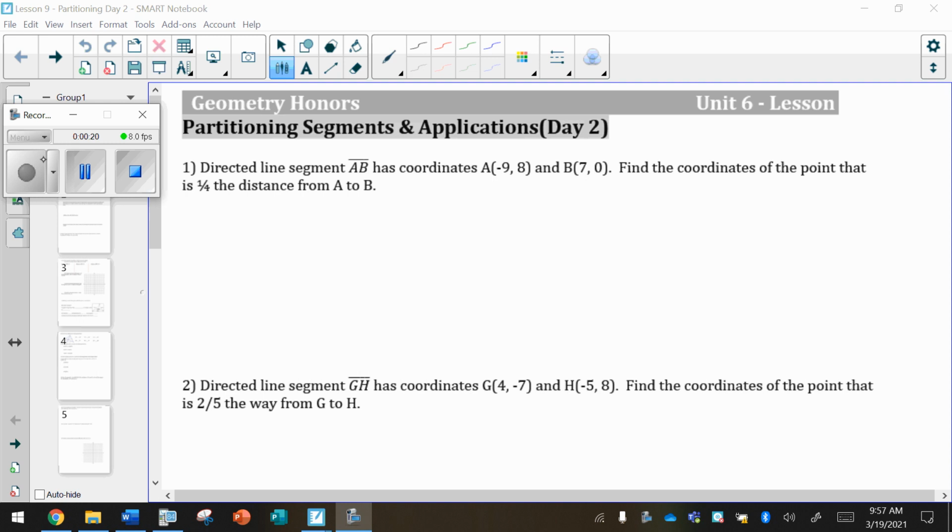Directed line segment AB has coordinates A at -9, 8 and B at 7, 0. Find the coordinates of the point that is 1/4 of the way from A to B.